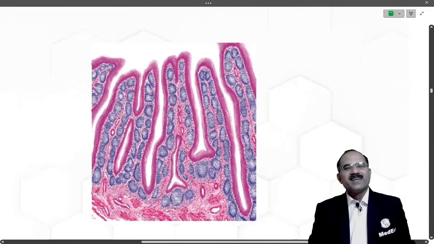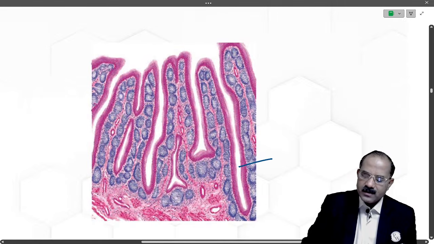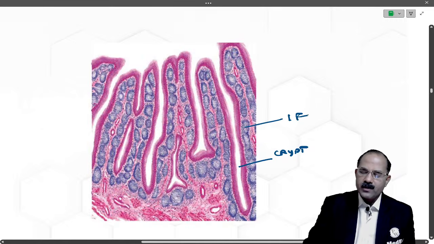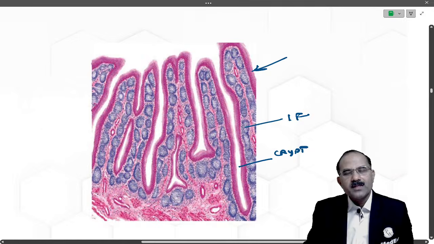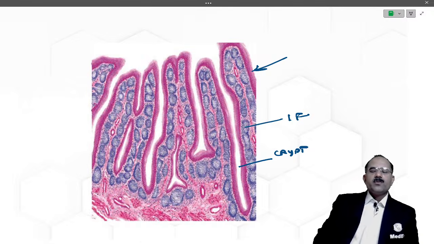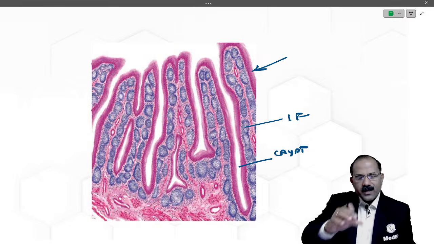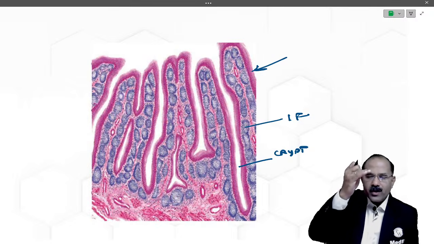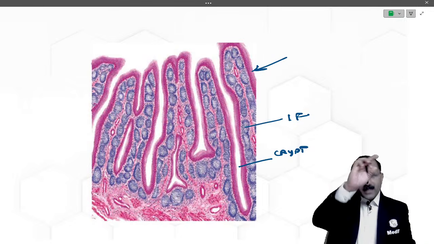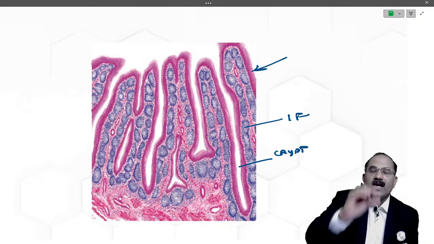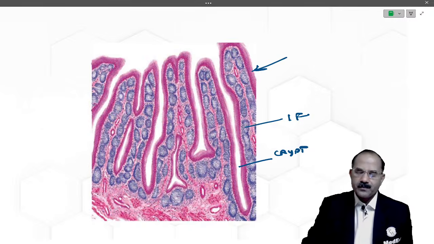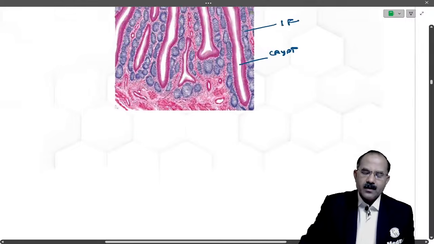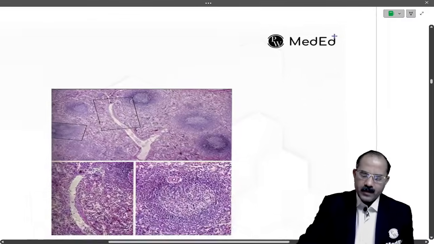Now you tell me, what is this? That's a beautiful slide. So what is this? That's a crypt. You can see lymphoid follicles. And what is this epithelium here? The epithelium is going to be stratified, squamous, non-keratinized. So the moment I see lymphoid follicles, it could be tonsil, lymph node, or spleen. The moment I see these crypts, and a stratified squamous non-keratinized epithelium, it is tonsil, palatine tonsil.